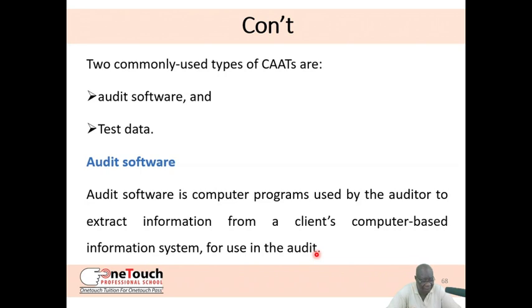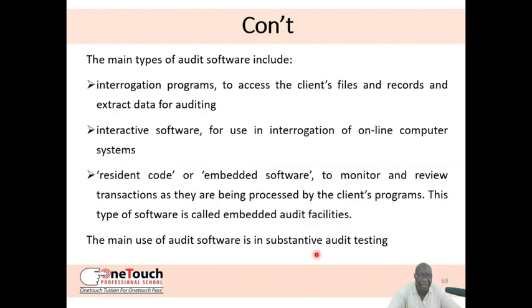The audit software is an application, a software we use to extract information from your client system, because your client is using software. So you need to extract the information by using CATs. The main types of software include interrogation programs to access the client files and records and extract data for auditing, the interactive software, and we also have resident code.